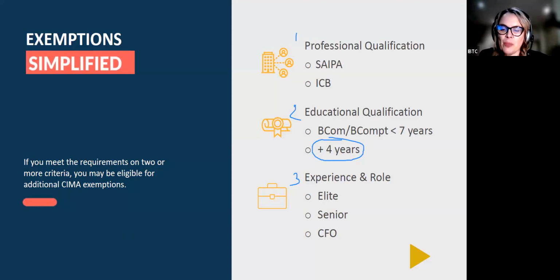So for example, if you hold a plain BCom that's older than 7 years, you will start on the certificate level. But as I said earlier, if you have 4 or more years experience in accounting and finance, they'll bump you up to operations level. If you have a BCom in accounting and finance that's older than 7 years, you will start at operations level, unless you have 4 or more years accounting and finance experience, in which case you will be bumped back up to management level.